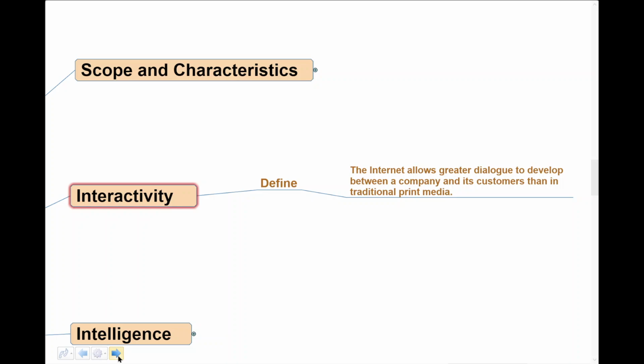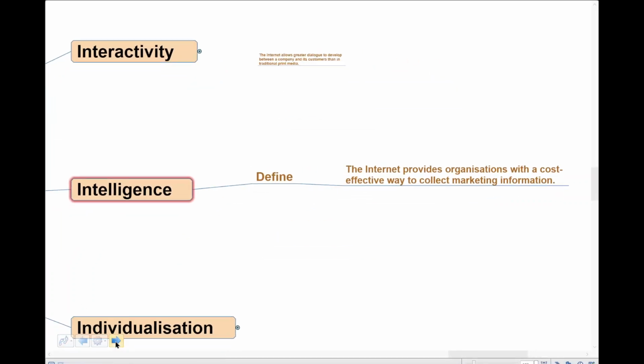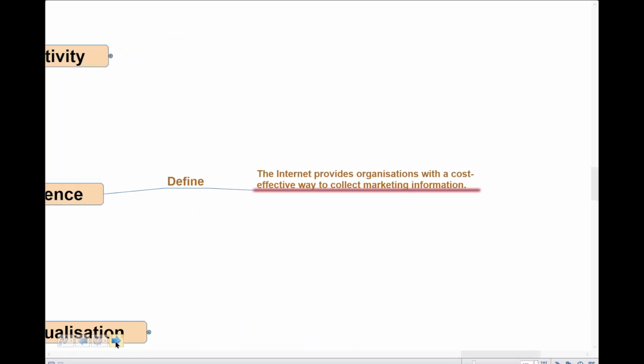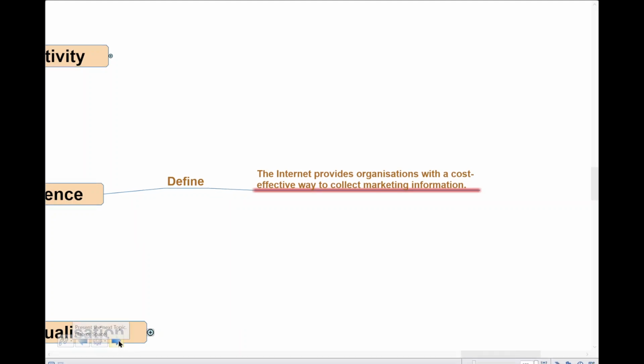So first things first, interactivity. Obviously, the use of the internet allows more dialogue, more chat, more content between a company and its customers than the traditional approach. So interactivity. Now, given interactivity, obviously more information is available, or intelligence. So the internet provides an organization with a way to collect extremely useful information about you, about me, etc.